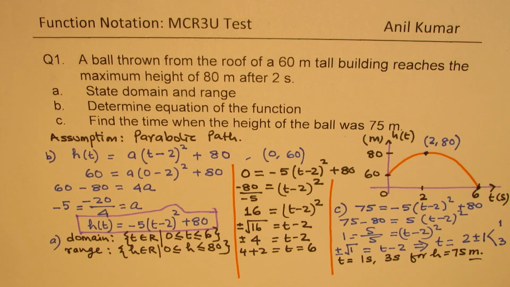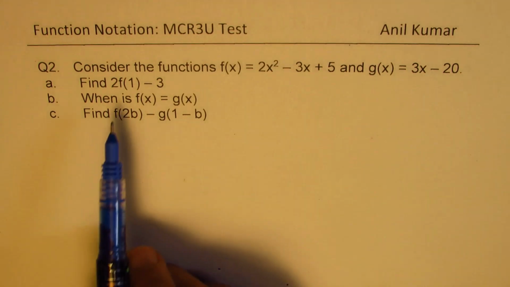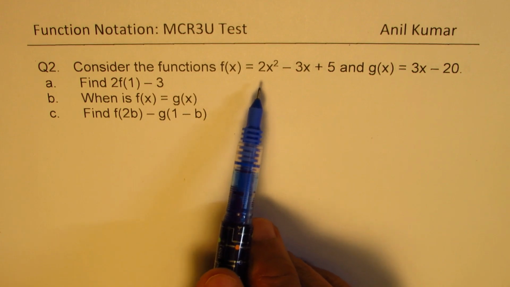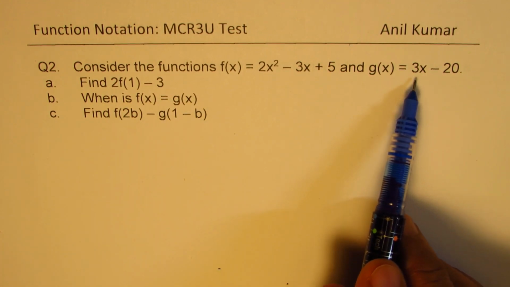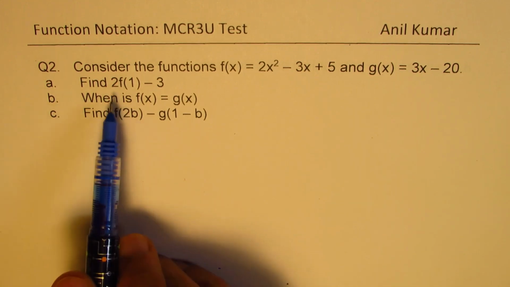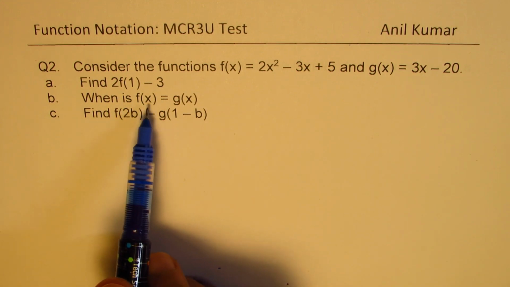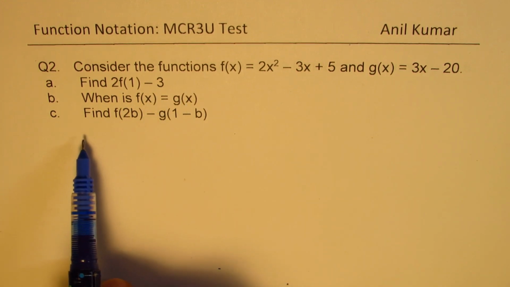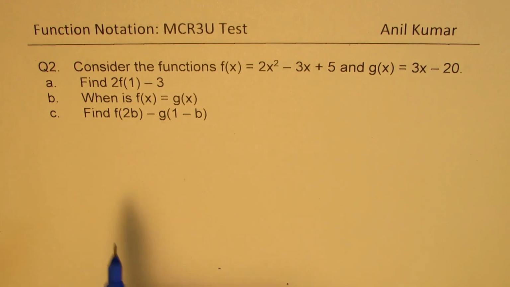Let's move on and take the next question now. Question number 2. Consider the function f of x equals to 2x squared minus 3x plus 5 and g of x equals to 3x minus 20. Part A: find 2 times f of 1 minus 3. Part B: when is f of x equals to g of x? And part C is find f of 2b minus g of 1 minus b.